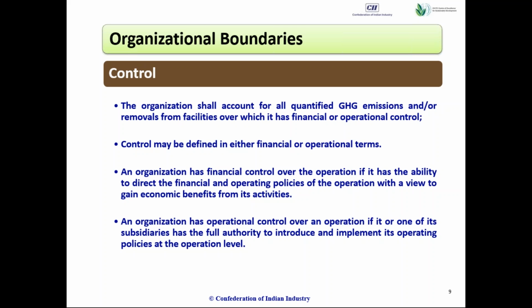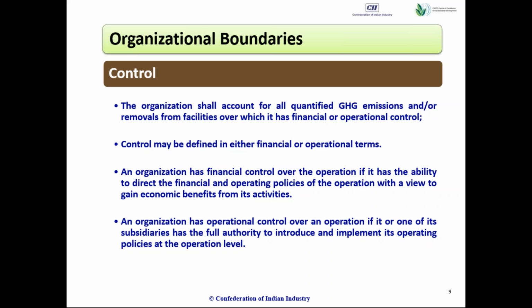Now, the first step in calculating an inventory is to set up the organizational boundaries. Organizational boundaries, in a broad sense, refer to the physical boundary or the number of companies for which you want to calculate an inventory. The standard gives two approaches for setting up organizational boundary. These two approaches are control approach and equity approach. In the control approach, an organization can either select financial control or operational control.